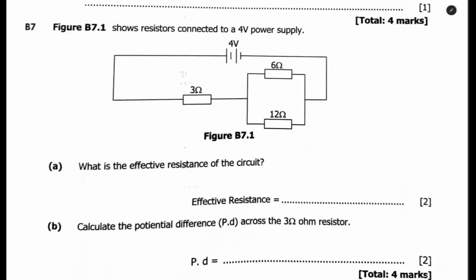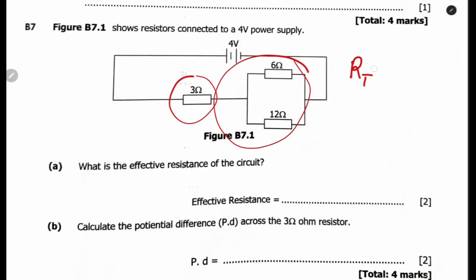Now for us to find the effective resistance, we are going to consider these two that are in parallel first. Then we add the one that is in series. So if you are given a question where you are given two resistors that are in parallel and one that is in series, you start by calculating the resistance for those that are in parallel, then you add the one that is in series. Now there's a formula that you need to know, the one that you use for calculating resistance when two resistors are in parallel.